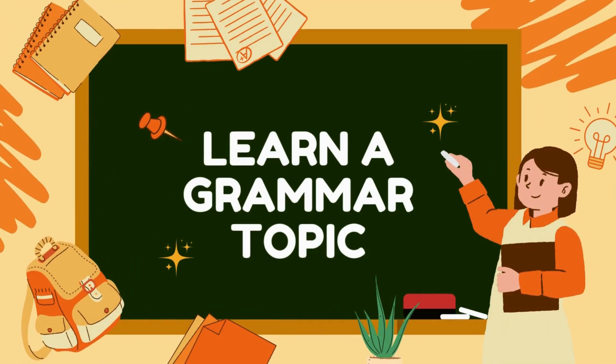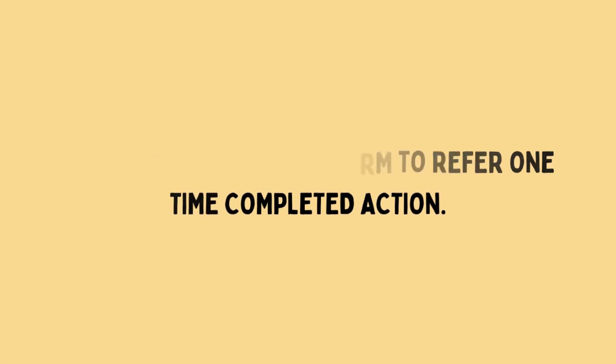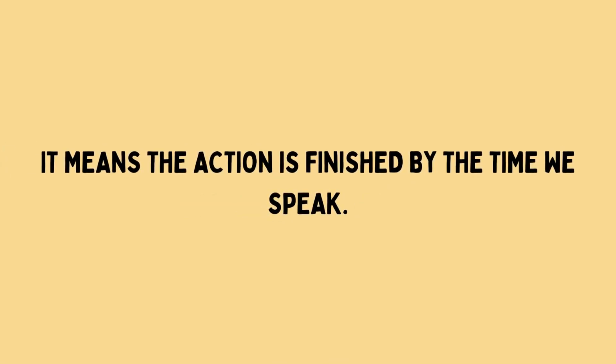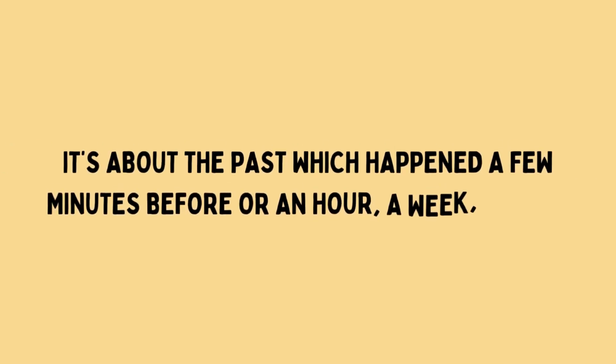Learn a grammar topic. Past indefinite. We use past indefinite form to refer to a one-time completed action. It means the action is finished by the time we speak. It's about the past, which happened a few minutes before, or an hour, a week, a year.